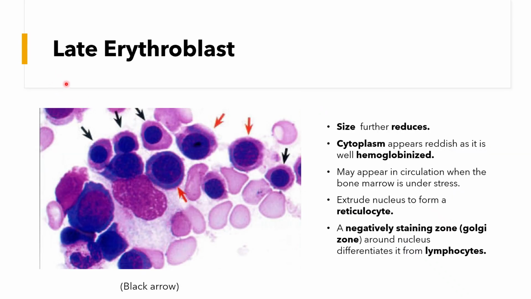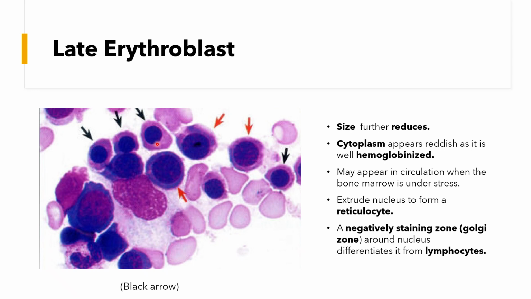Followed by the stage of the intermediate erythroblast, we have the late erythroblast. In this particular image, again, you can see both the stages, and you can compare the two. The cell size has reduced. The cytoplasm is more red in the late erythroblast. The nucleus is more condensed and smaller.